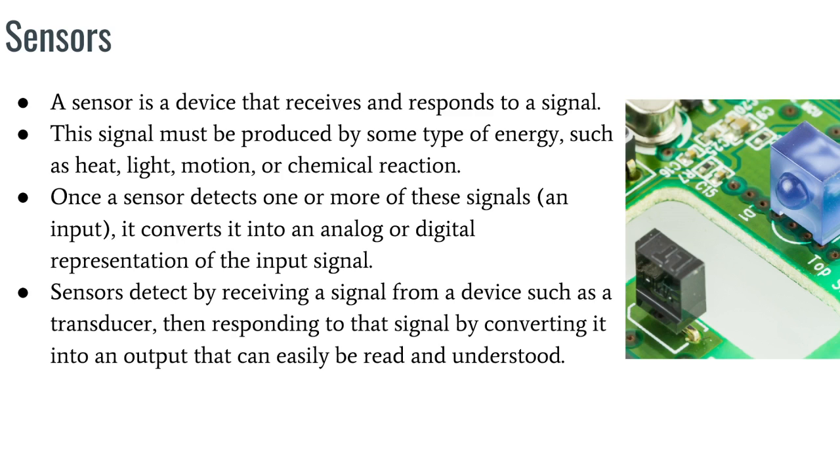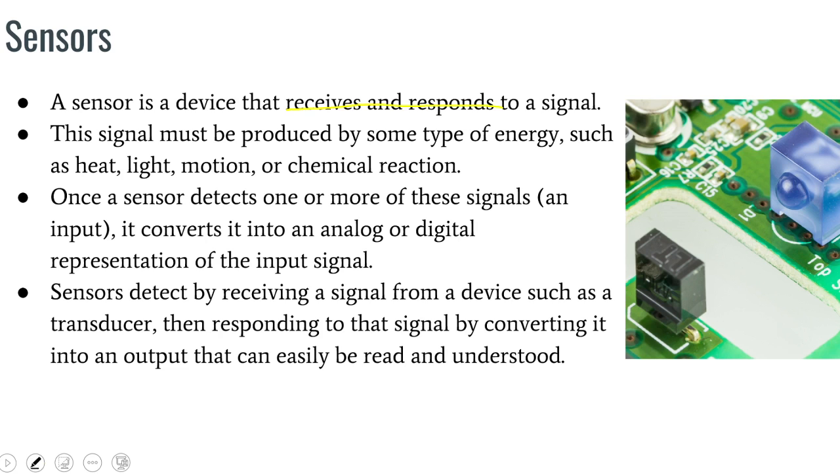The first type of devices that you would have when you are building digital control systems are the components that we can categorize as sensors. A sensor is basically a device that can receive and respond to a signal. So, the basic idea behind a sensor is that it can receive and respond to a signal.